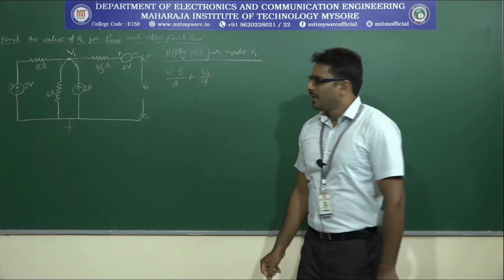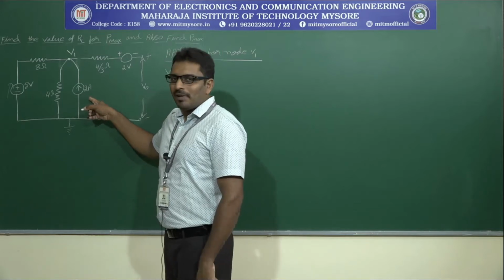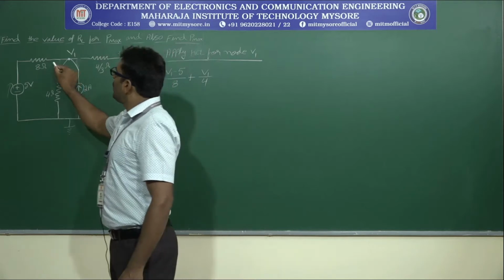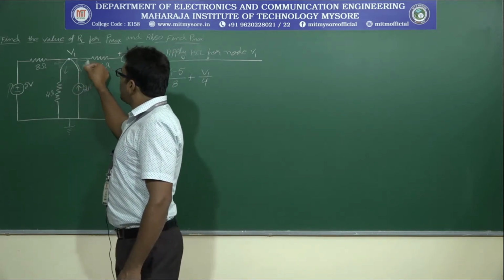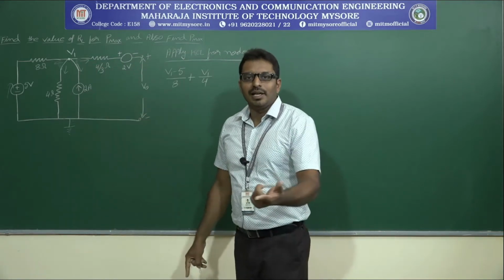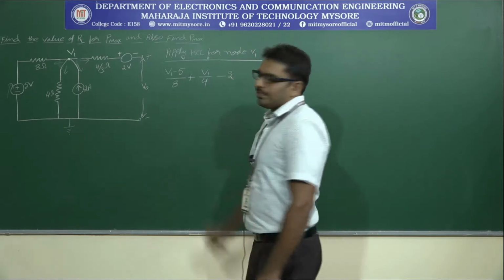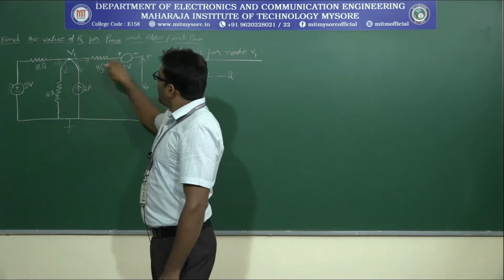V1 by 4. Next, 2 ampere current is entering into the node. Already, so many times we discussed, when you are applying KCL for any node, just assume all the branch currents are leaving from the node. Therefore, this 2 ampere current is entering into the node, so that's why minus 2 ampere. Is it clear?